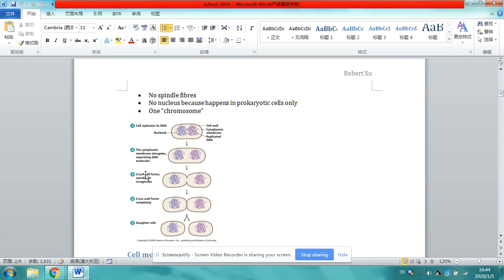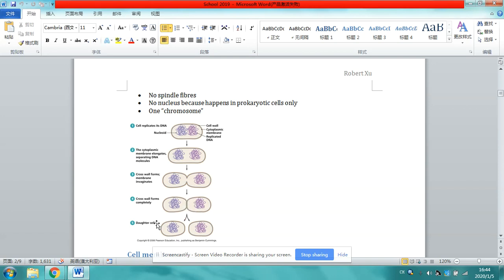And the third step is a cross wall forms. So now it's in the middle of forming, but they're not completely separate yet. And now the fourth step is the cross wall forms completely. And here we see there's a wall in between them, and this means they each have their own membrane now. So there's no space between them, but they're still kind of connected. As we can see, they're not separate from each other.